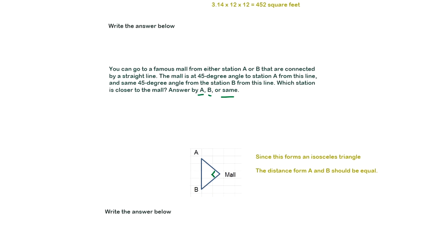Okay, 45-degree angle to the station from station A from this line. The question is not really clear, but what it wants to say is that it becomes an isosceles triangle. So this is going to be the same. Okay.